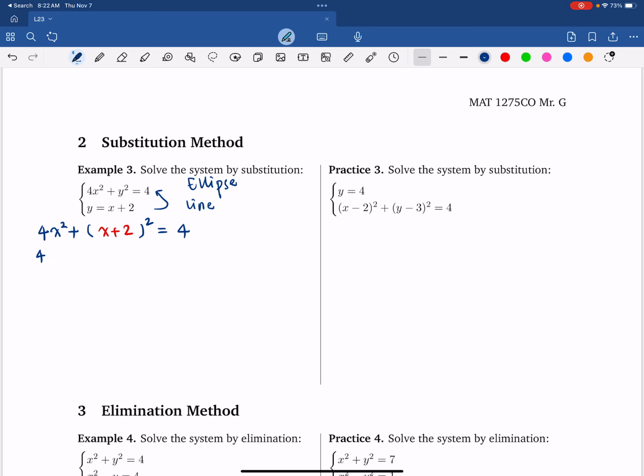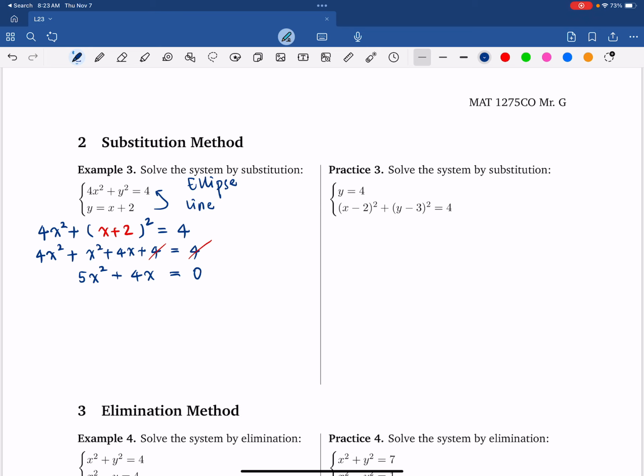To solve this equation, we're going to expand this parentheses. I'm going to use formula. You could do FOIL or the box method. Equals 4. All right. And then I noticed that there are 4 on both sides of the equation, so I can cross them out. It's equivalent to subtract 4 from both sides. And I'm going to combine like terms on the left-hand side. 4x squared plus x squared, that's 5x squared, plus 4x equals 0.